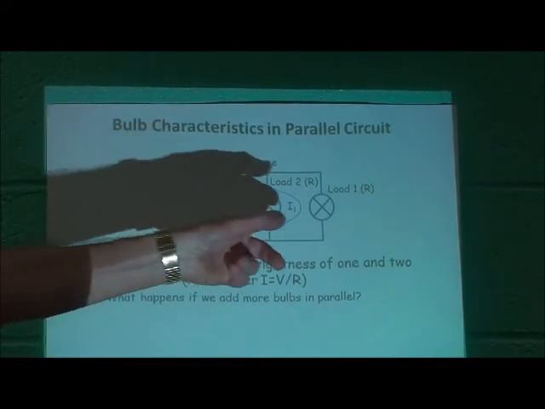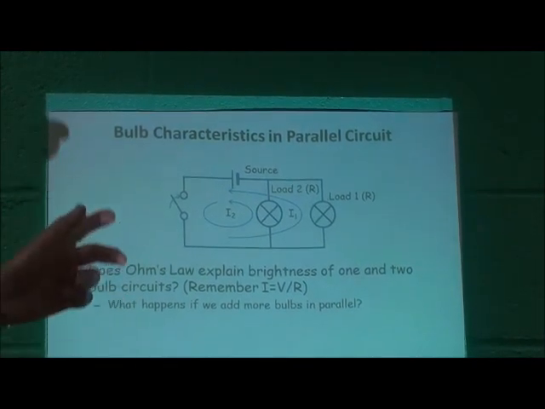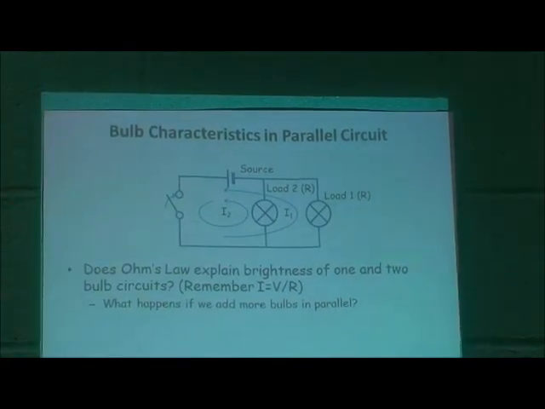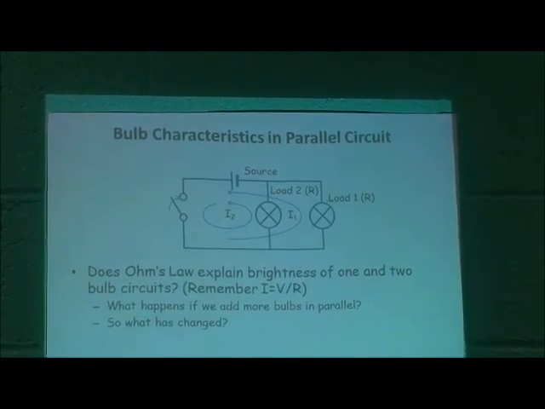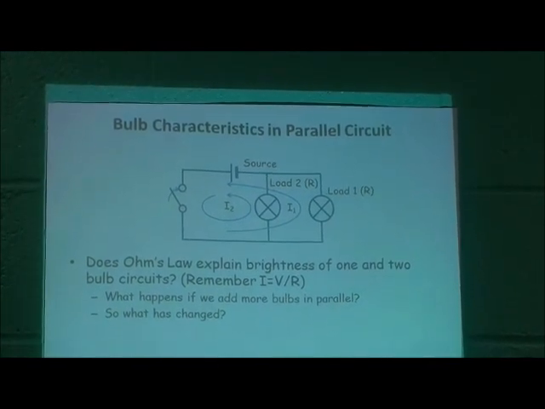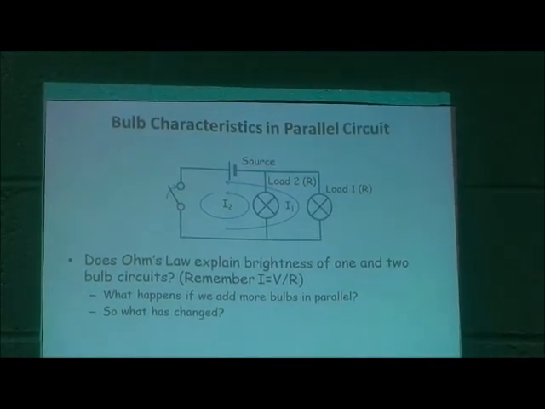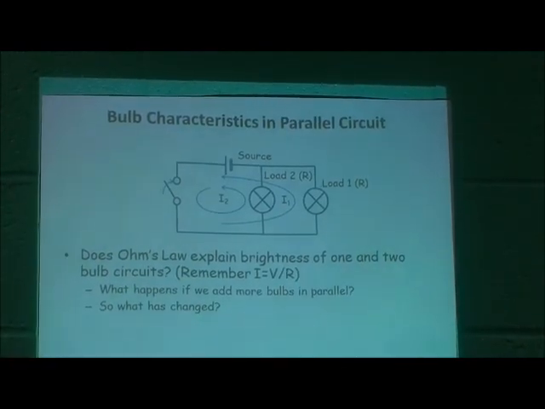Now what happens if we add more bulbs in parallel? Well, the same argument. Each one has a resistance R and a voltage of V, so each one gets the same current. Now here's a question they won't be able to answer. Something has changed, because by magic, it seems, they've been able to light more bulbs with the same battery.